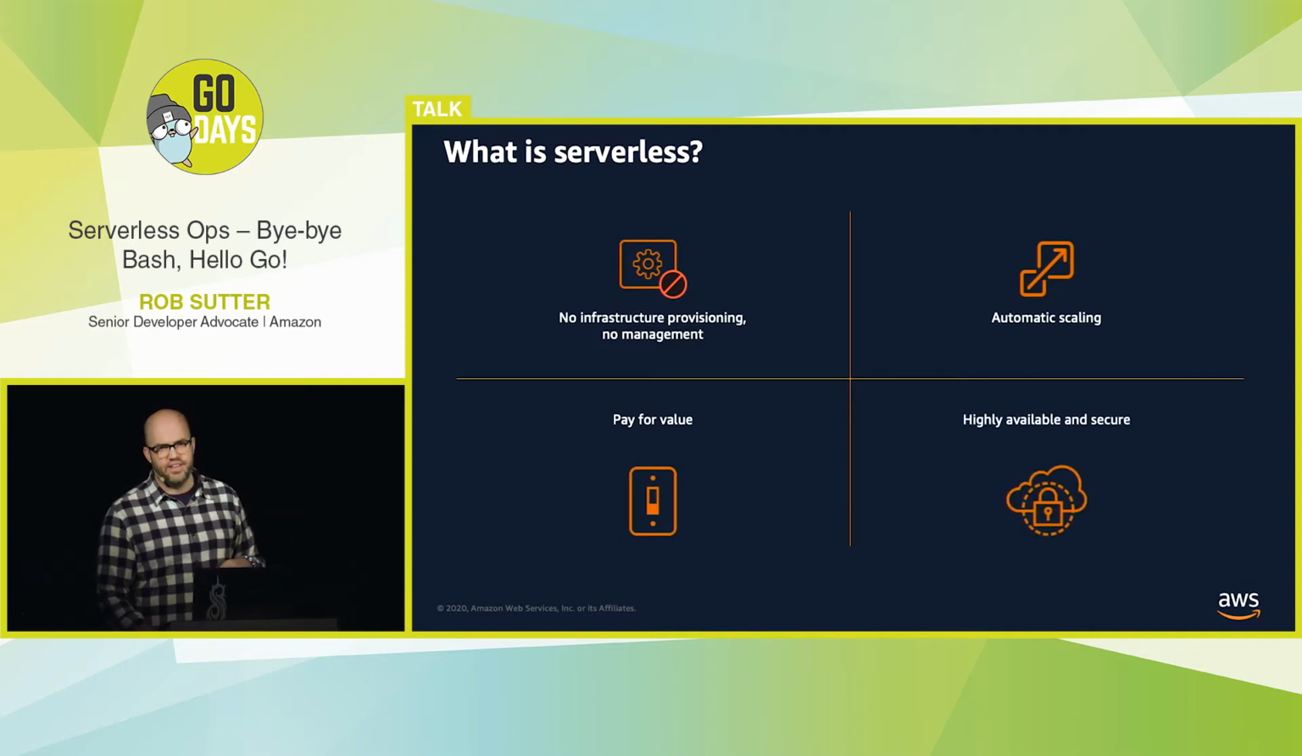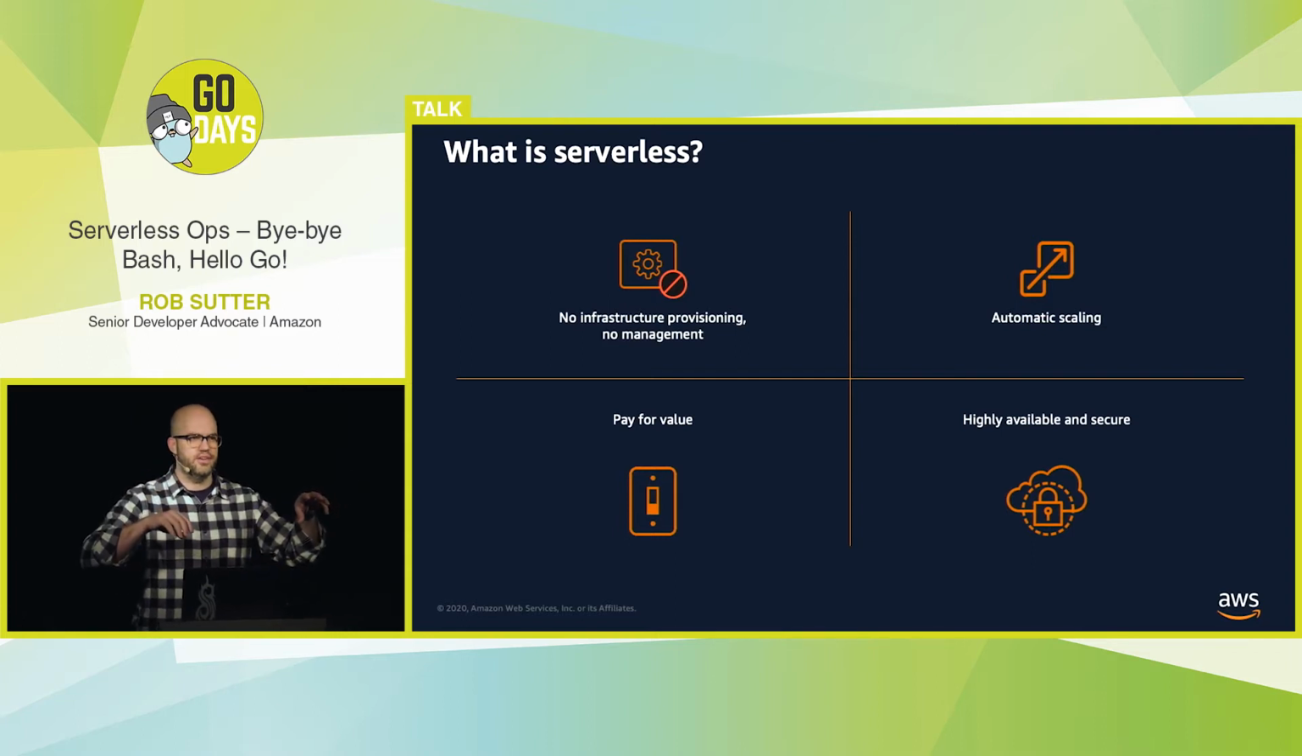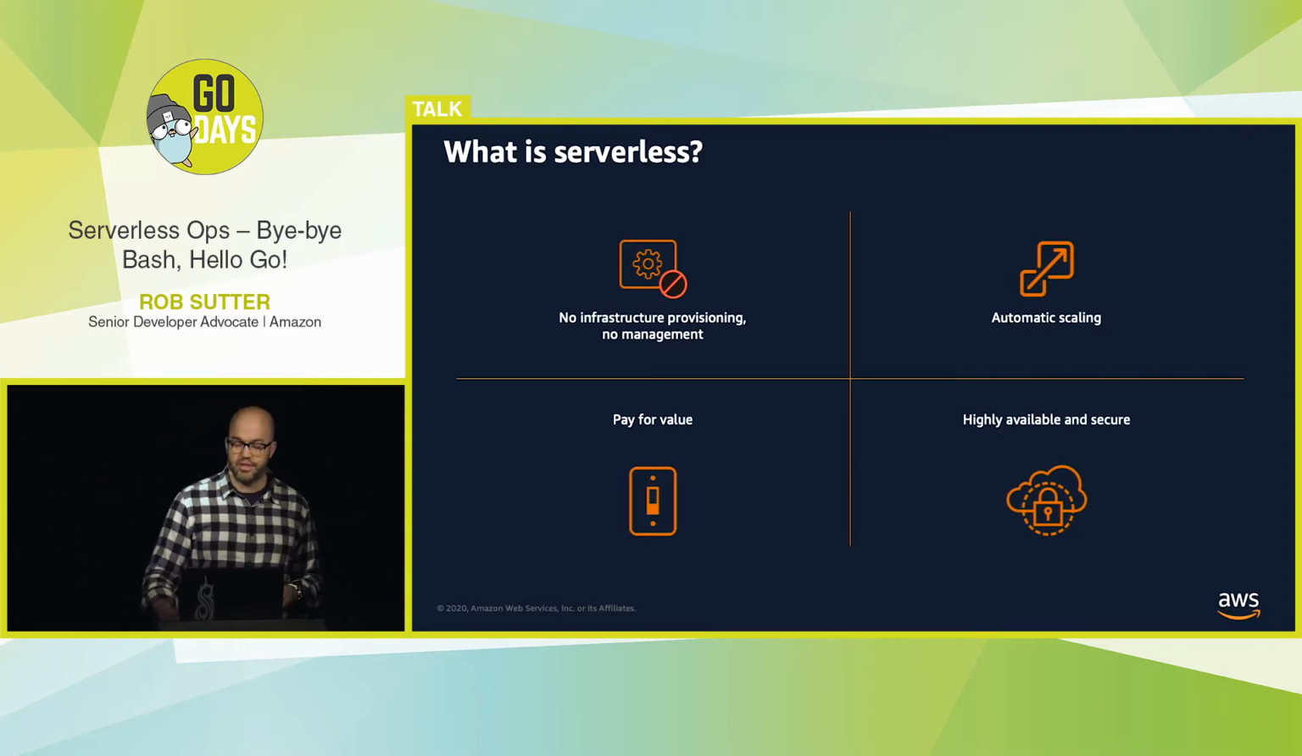And finally, it's highly available and secure. So when you think about things like high availability, the way that we do it at AWS is through multiple availability zones, which are multiple data centers in a single region. You no longer have to think about a subnet here, a subnet here, and a subnet here. We deploy across all of those. If one of those AZs goes down, your application continues to run.